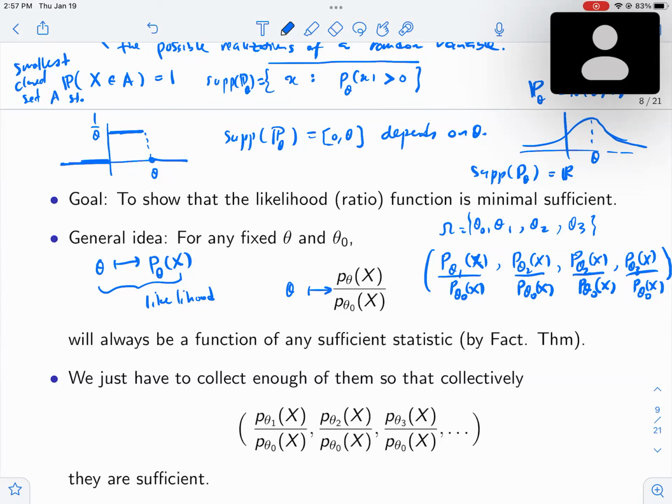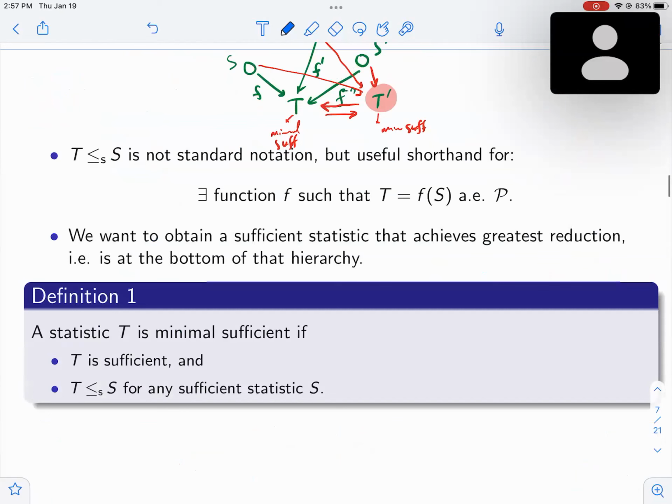Okay, in order to show that something like this is minimal sufficient, we have to show that this is sufficient, and also that for any other sufficient statistic, I can find a function with this property. For any other sufficient statistic, this one is smaller, so I should be able to write this one as a function of any sufficient statistic. That's what I have to do.